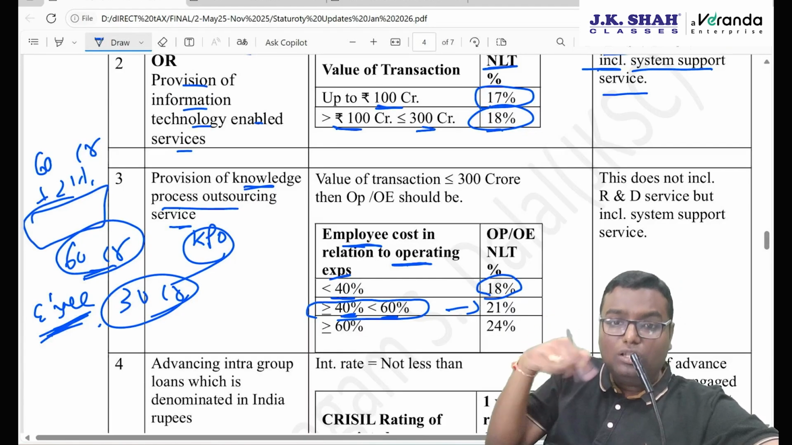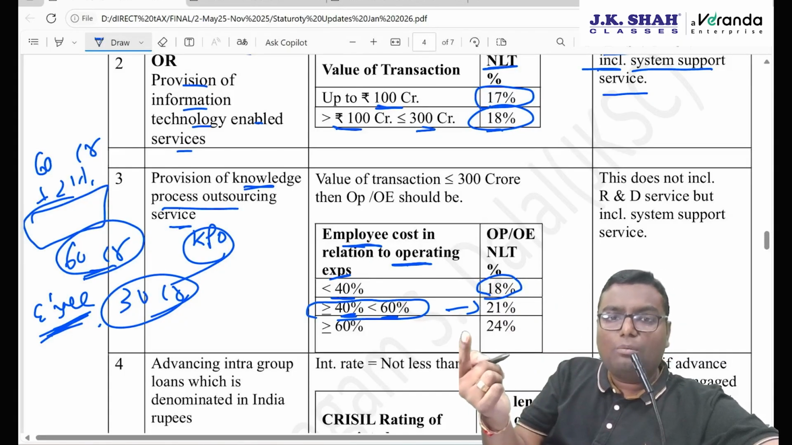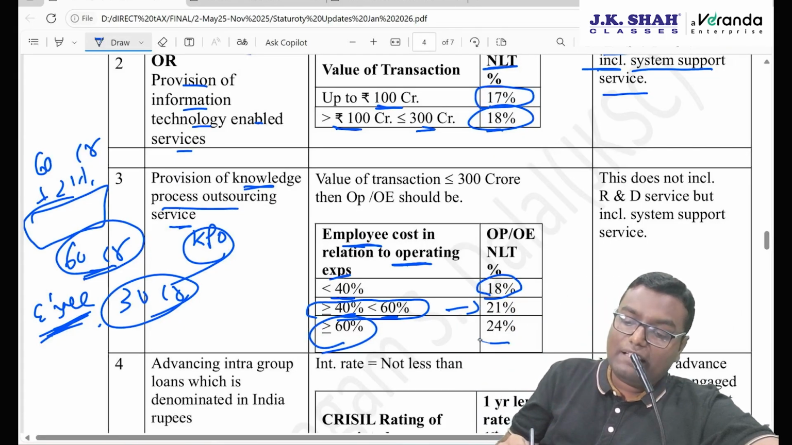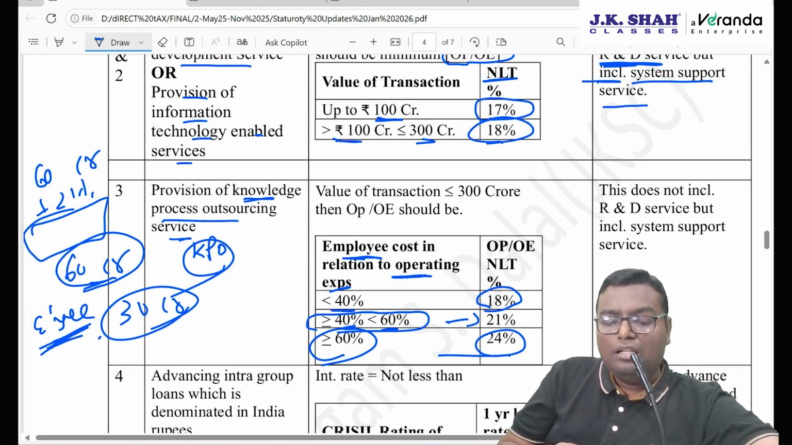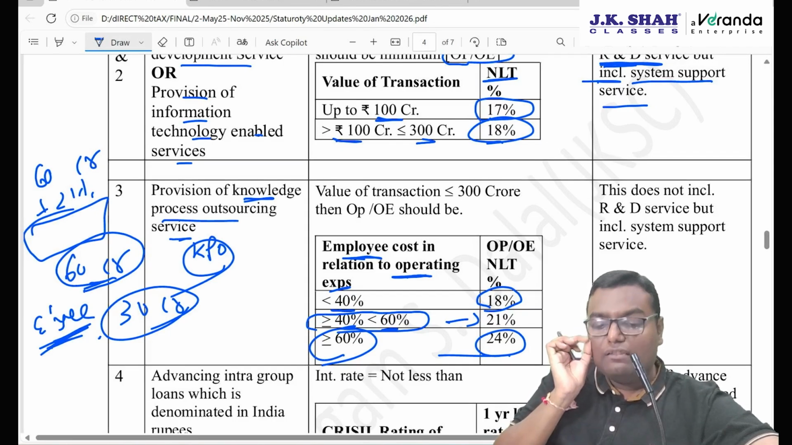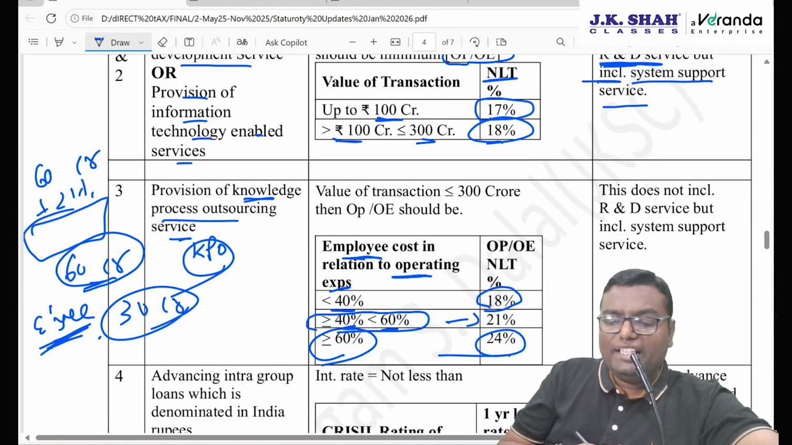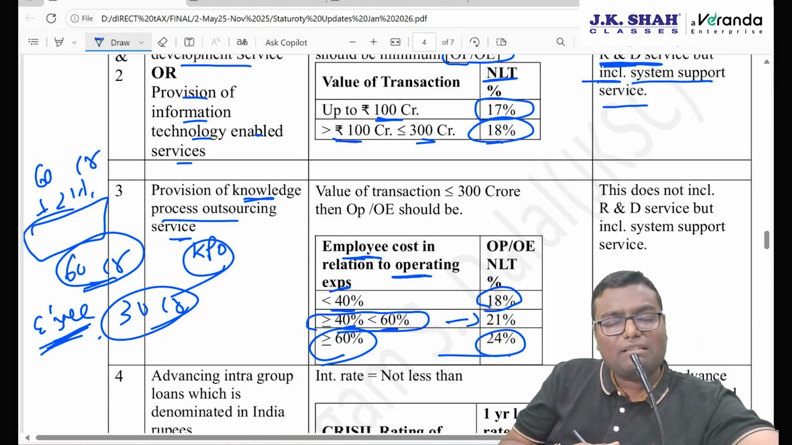So the profit margin on operational expense has to be how much? 21%. And if the employee cost in relation to operational expense is more than or equal to 60%, then now my profit margin has to be 24%. These different rates you have to remember. So if you are providing any kind of KPO service to associated enterprises, and your employee cost in relation to total operational expense is less than 40%, minimum 18% has to be your profit margin. 40 to 60% employee expense, then minimum profit margin has to be 21%. More than or equal to 60% employee cost, then minimum profit margin has to be 24%.